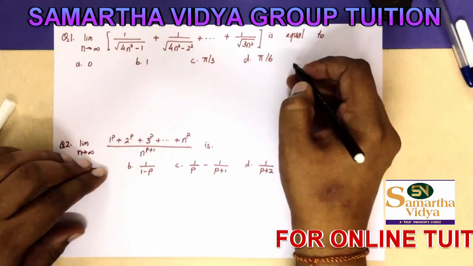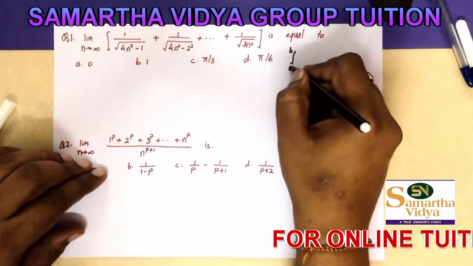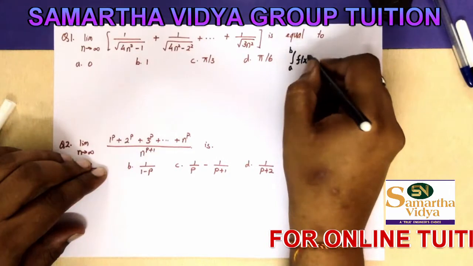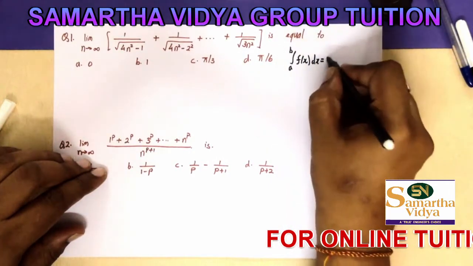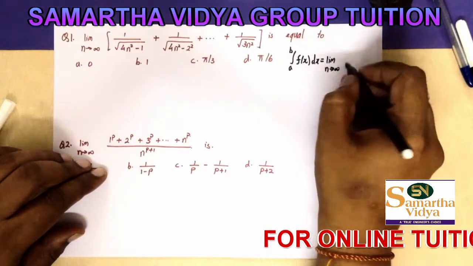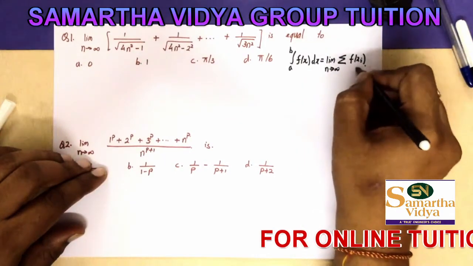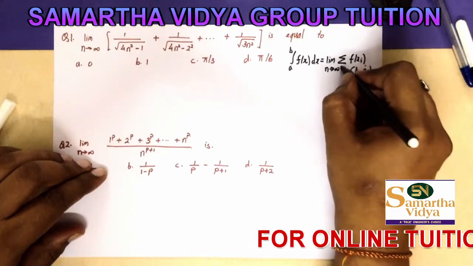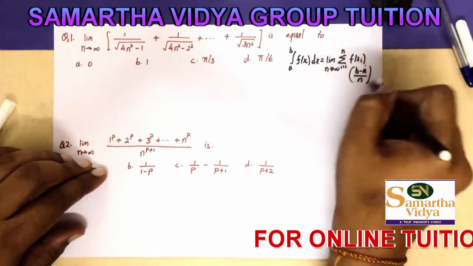So just recollecting the definition of definite integration, or the formula for it. If I want to find the integration of the function f of x with the limit a to b dx, then that will be equal to, in terms of the summation, limit n tends to infinity summation f of xi into (b minus a) divided by n, and here my i is going from 1 to n. So this is the basic definition.